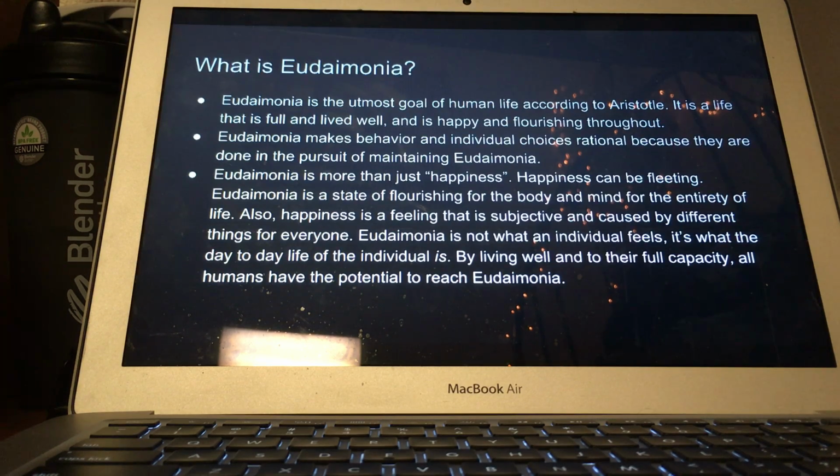Also, happiness is a feeling that is subjective and caused by different things for everyone. Eudaimonia is not what an individual feels, it's what the day-to-day life of the individual is. By living well into their full capacity, all humans have the potential to reach eudaimonia.